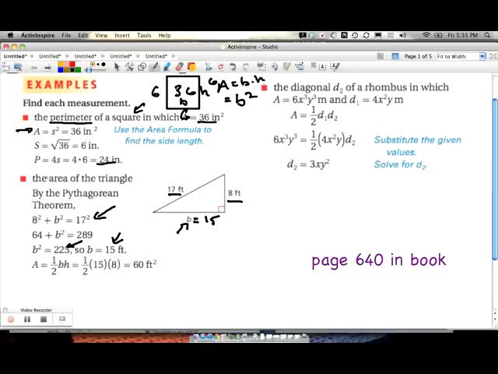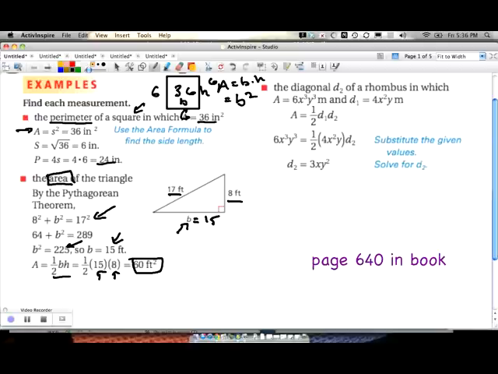And then go back and ask yourself, what was the question? The question was, what's the area? Well, area of a triangle is 1/2 base times height. We know that our base is 15, our height is 8, so we get 60, because half of 8 is 4 times 15 is 60.